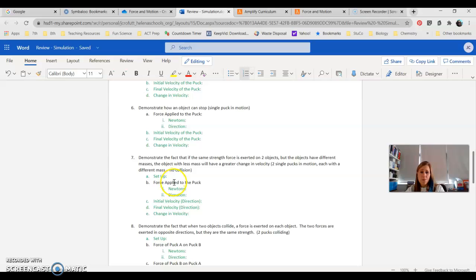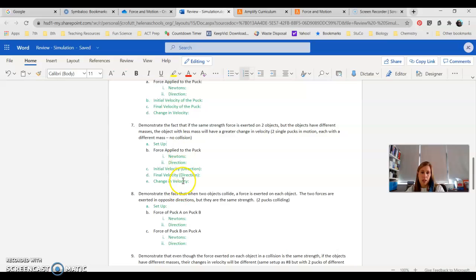Demonstrate the fact that if the same force is exerted on 2 objects, but the objects have different masses, the object with less mass will have a greater change. So you're going to have 2 single pucks in motion, so you can line them up right over top of each other, and then set your force onto those. So each with a different mass, you're not having them collide. So tell me how you set it up, or take a screenshot, and then collect your data for each of those.